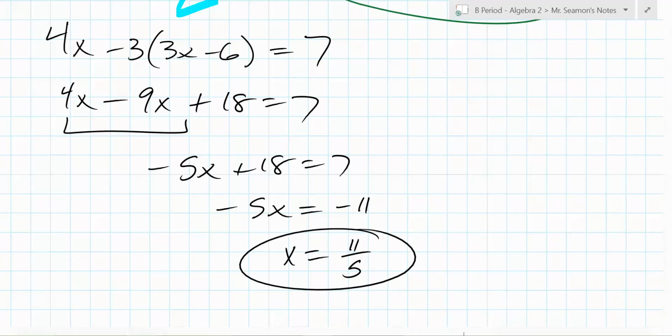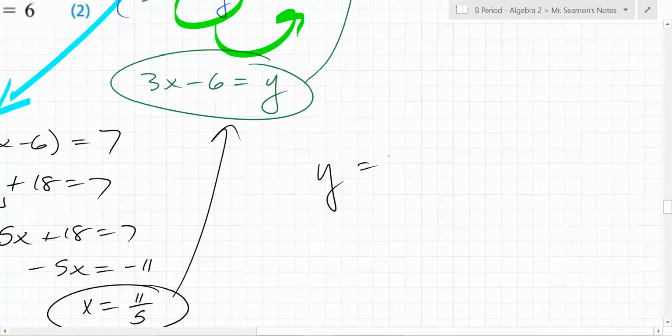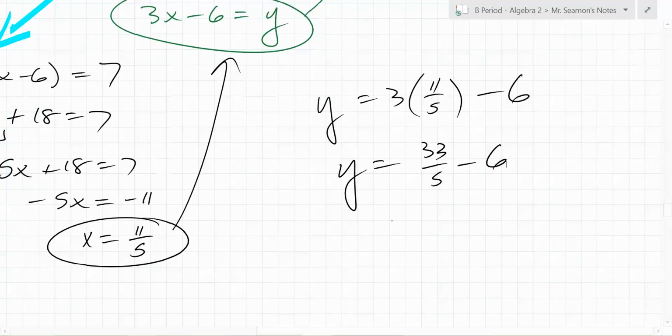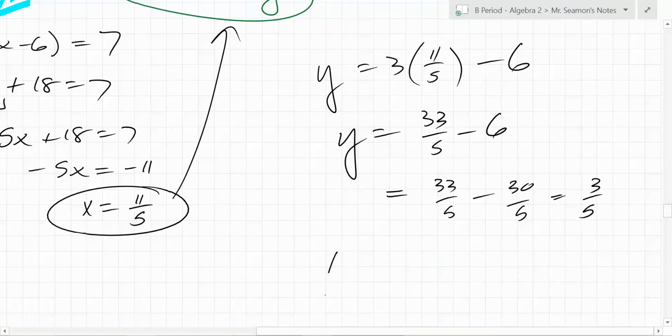Y is equal to 3 times 11 over 5 minus 6. So y is equal to 33 over 5 minus 6. We're not done because I want you to simplify it. You need a common denominator. 33 over 5 minus 30 over 5 equals 3 over 5. So the answer to this would be 11 over 5, comma, 3 over 5.